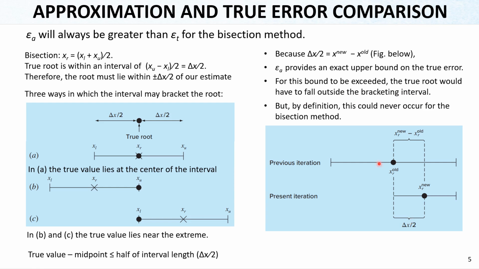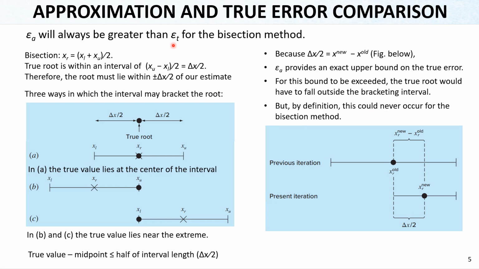So we know that here, for example, the true root is between here. In the next iteration, we know that the true root is between here. And now it will be between here, for example. That's why the true root is always between the x old and x new values. It cannot exceed this, so it cannot be here. That's why it's always within this delta x divided by 2 value. So the true root falling outside cannot occur for the bisection method by definition.